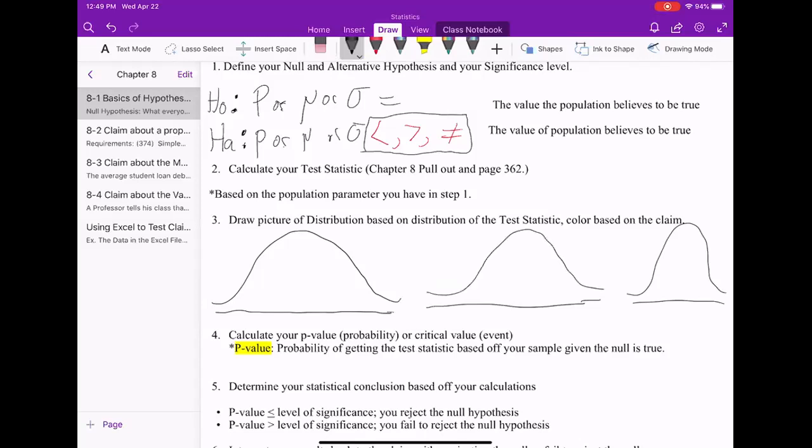Right? So we have 3 distributions. And the reason I drew 3 is we have 3 options for our claim. We can have a less than claim, we can have a greater than claim, and we can have a not equal claim. If I am less than, which way am I coloring?